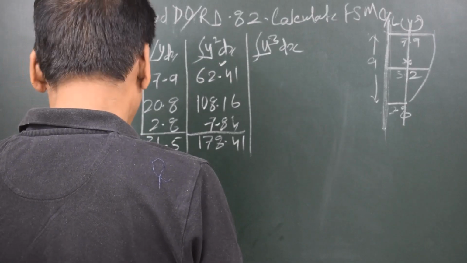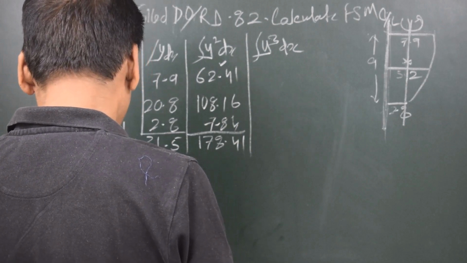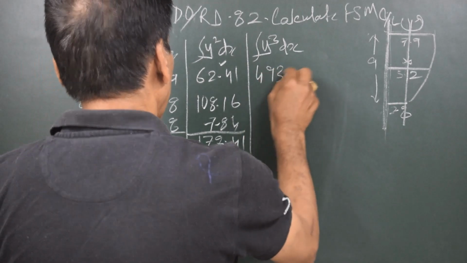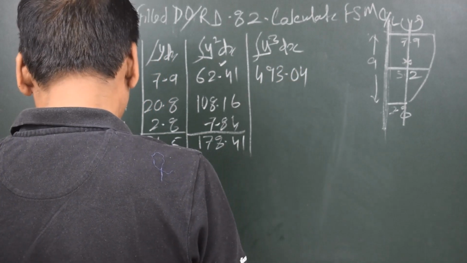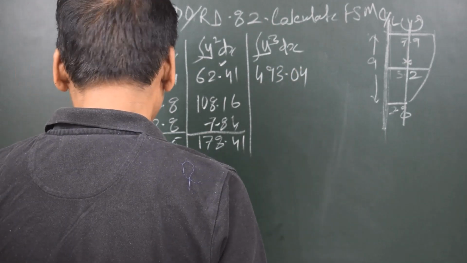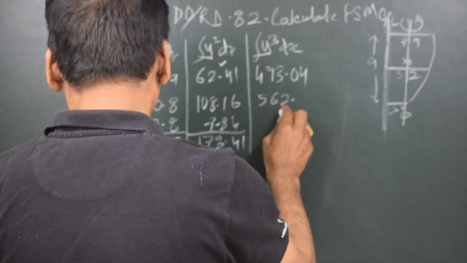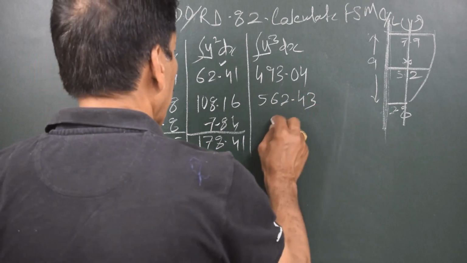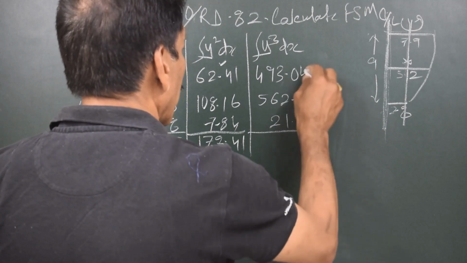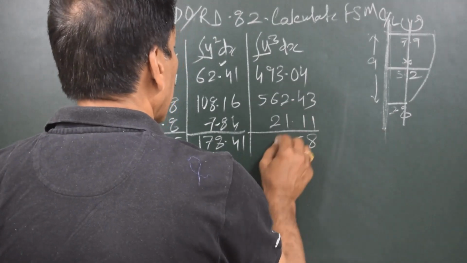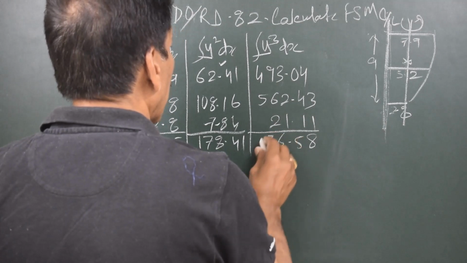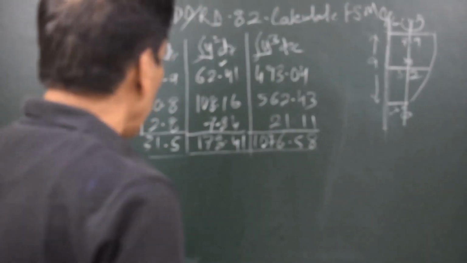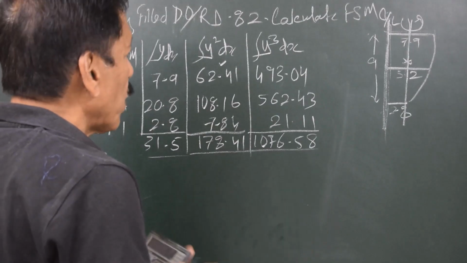So that is 62.41 multiplied by 7.9 gives me 493.04, and 108.16 multiplied by 5.2 gives me 562.43, and 7.84 multiplied by 2.8 gives me 21.95. The total is 1076.58.